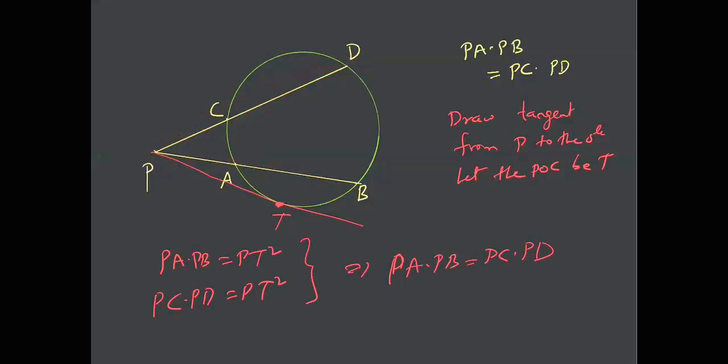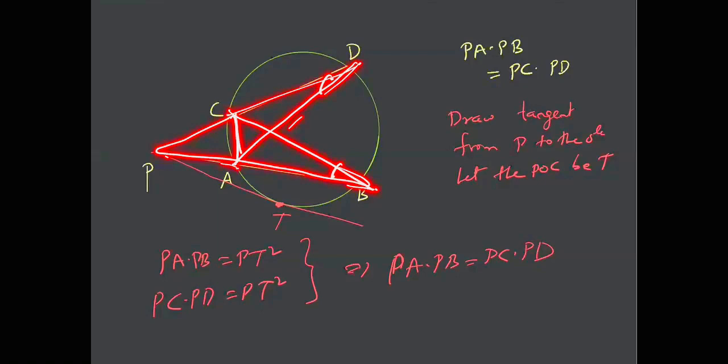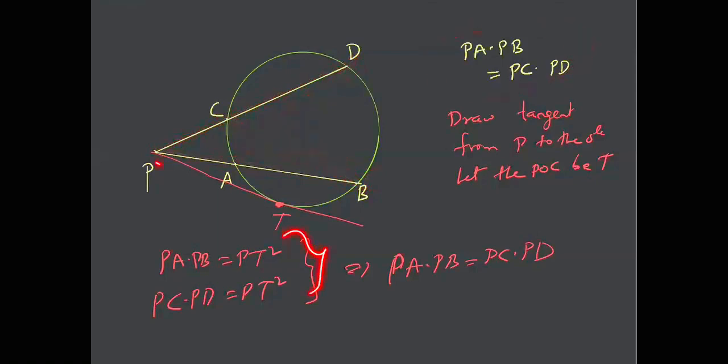Also, you can prove it without drawing the tangent. I think you have to prove that these two triangles are similar, that is, triangle PAD is similar to triangle PCB. That you can do because these two angles are equal, as the same arc only subtends these two angles, and this is the common angle. Then the sides are proportional, and you'll get PA into PB is PC into PD without drawing the tangent. If you draw the tangent, it's directly visible.